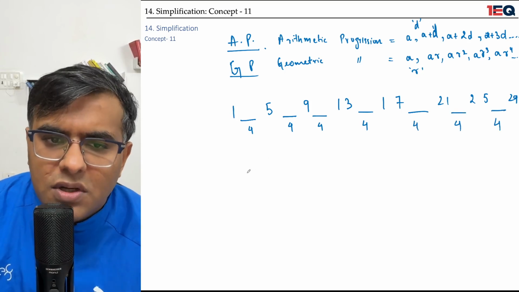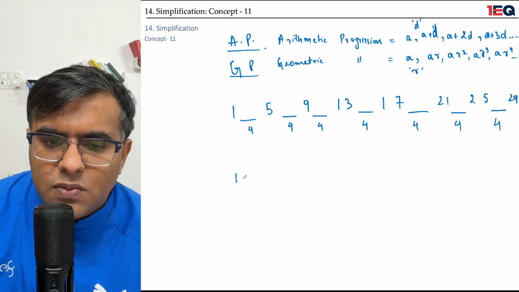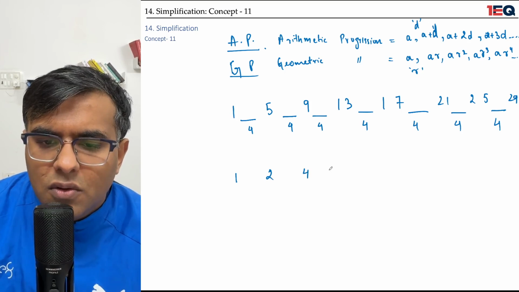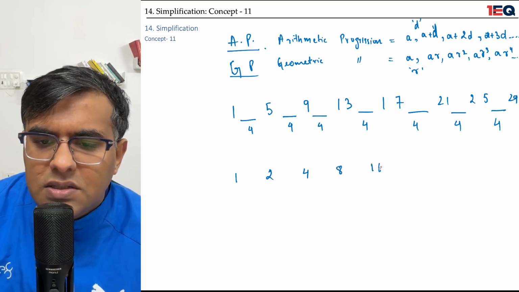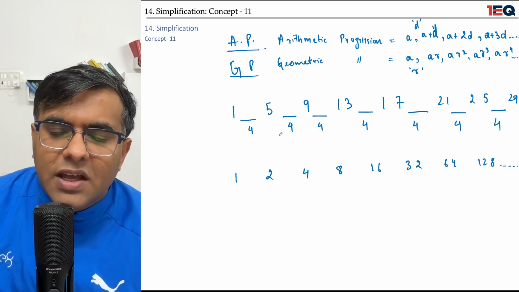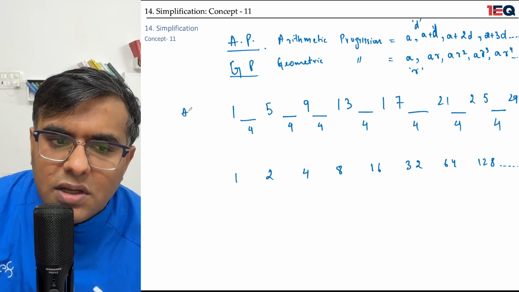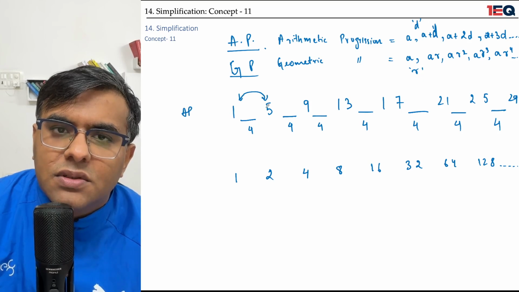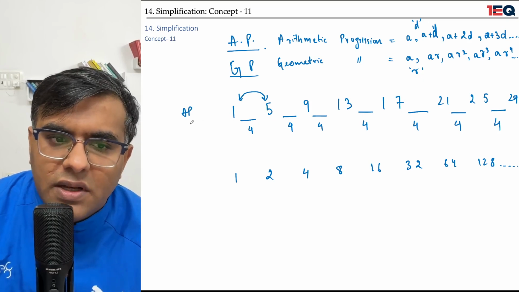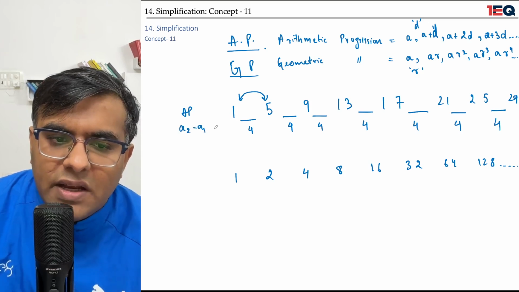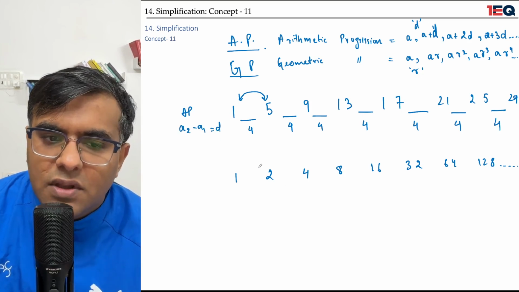Similarly, when I talk about a GP, let's assume the first term is 1 and I'm multiplying the very next term with 2. So 2, then 4, then 8, then 16, then 32, then 64, then 128, and so on. If you wish to find out the common difference in an AP, you have to see the difference between any two consecutive terms, which means that A2 minus A1, the second term minus the first term, will give you the difference between them.